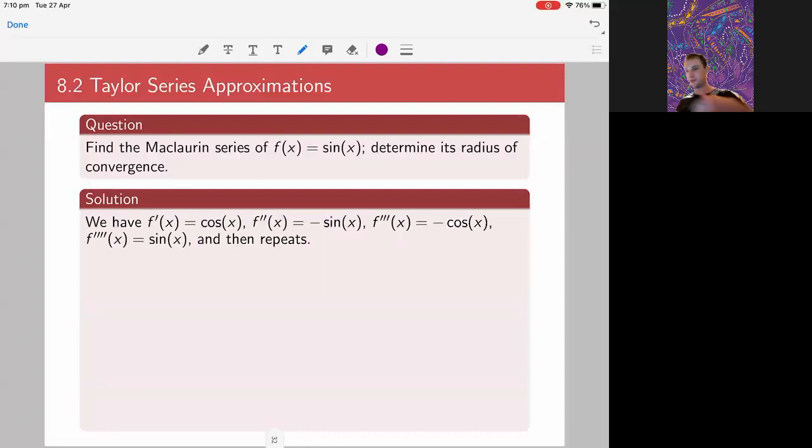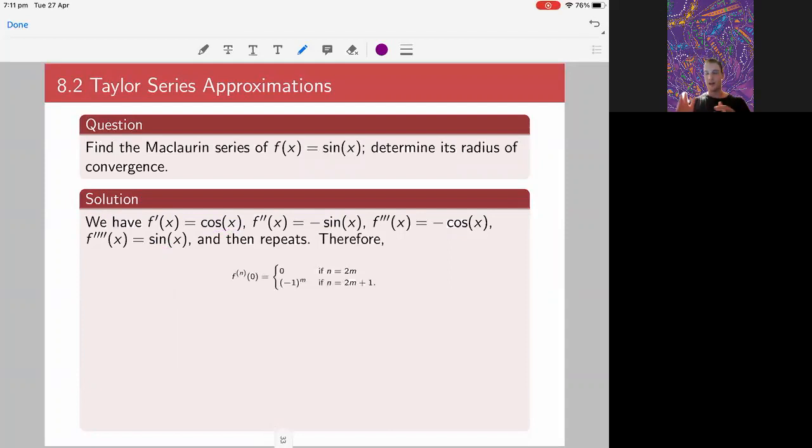So, same deal as before. In order to calculate the Taylor series, we have to differentiate. Well, the derivative of sine is cosine. The derivative of cosine is minus sine. The derivative of minus sine is minus cosine, and the derivative of minus cosine is sine. But once we get back to sine, things start repeating again. So we've got a cycle of 4.